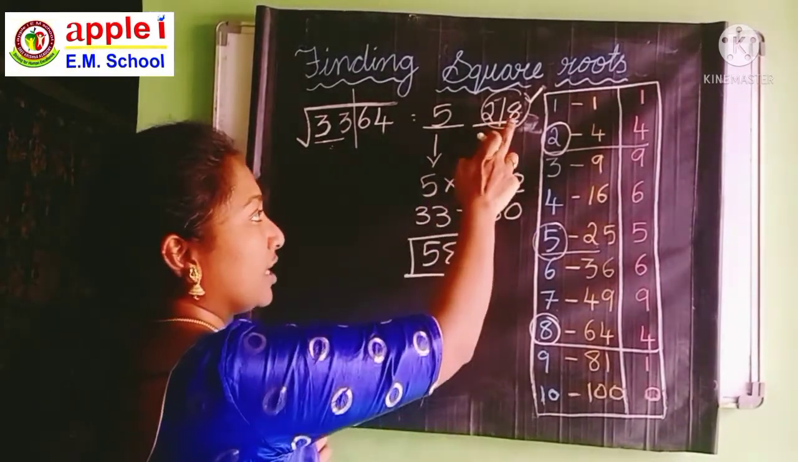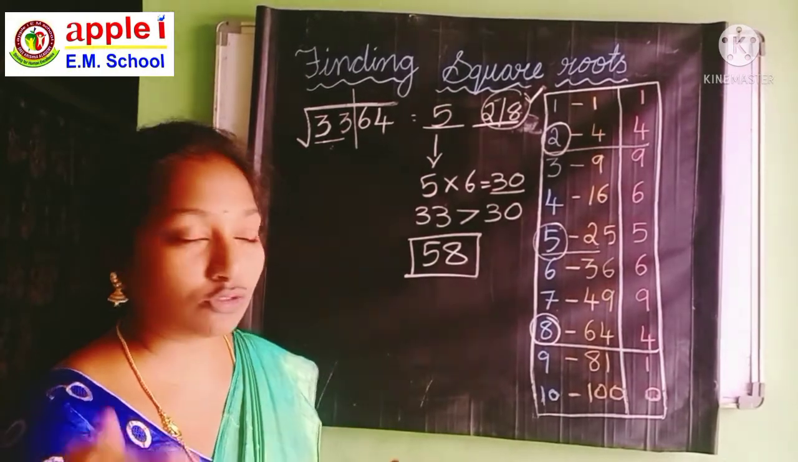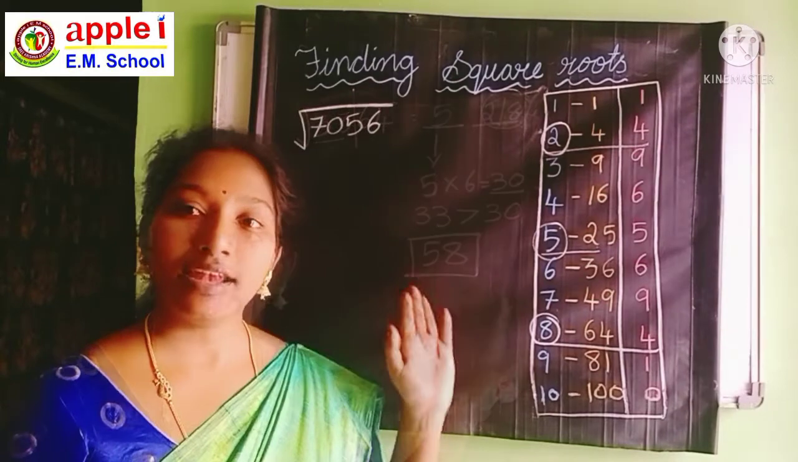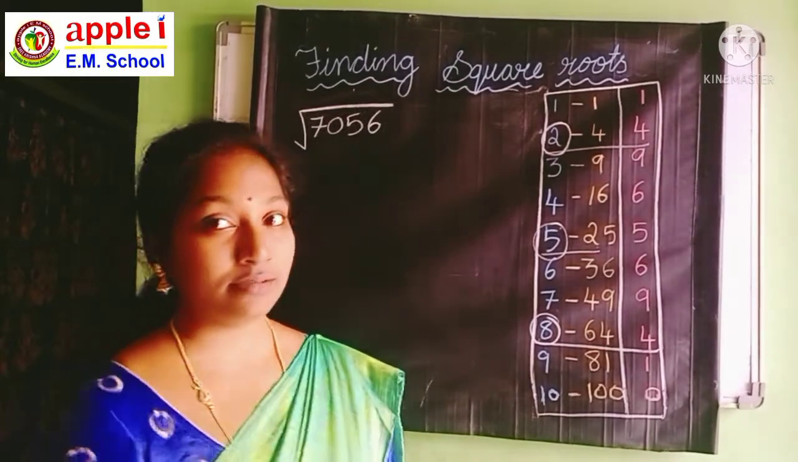Understood? So here the big number is 8. So the units place is 8. So the answer is 58. Let us see one more example.